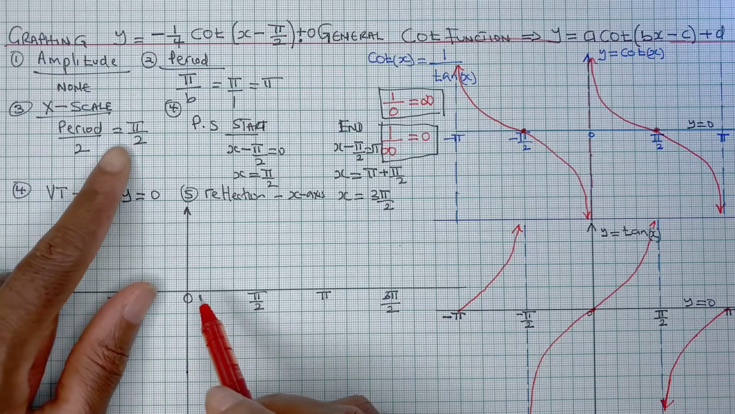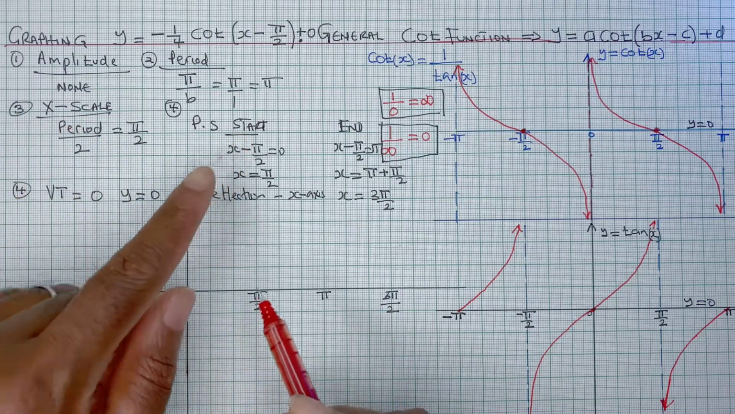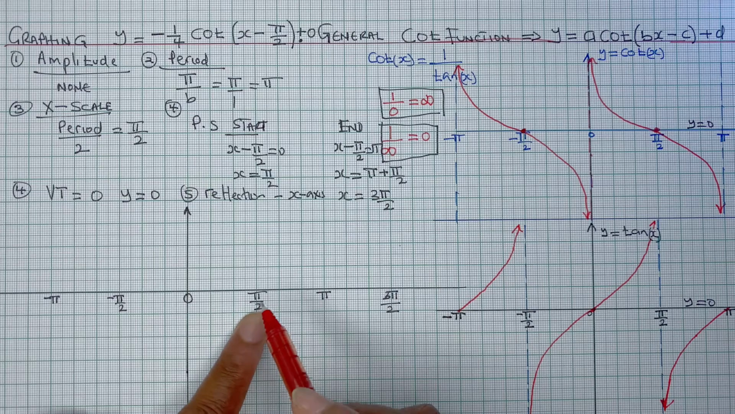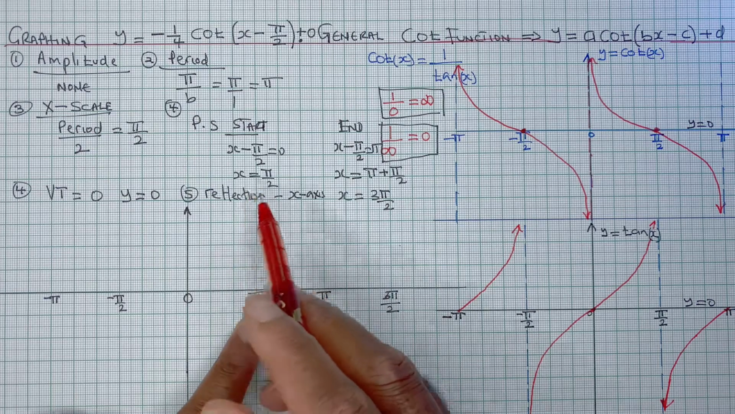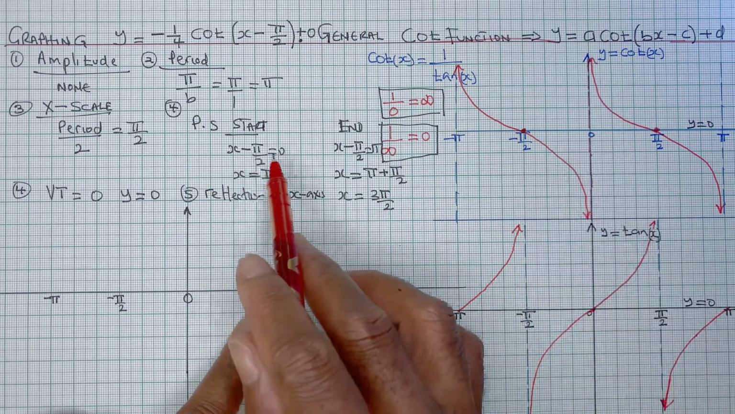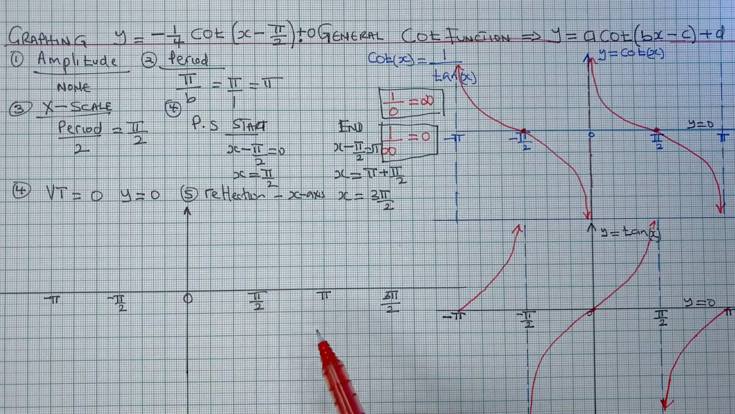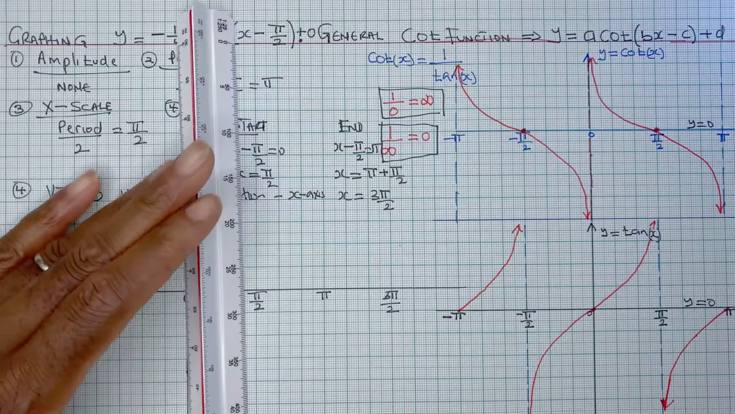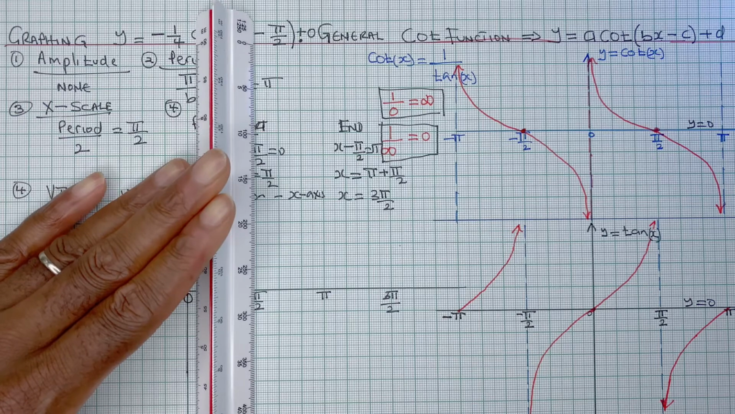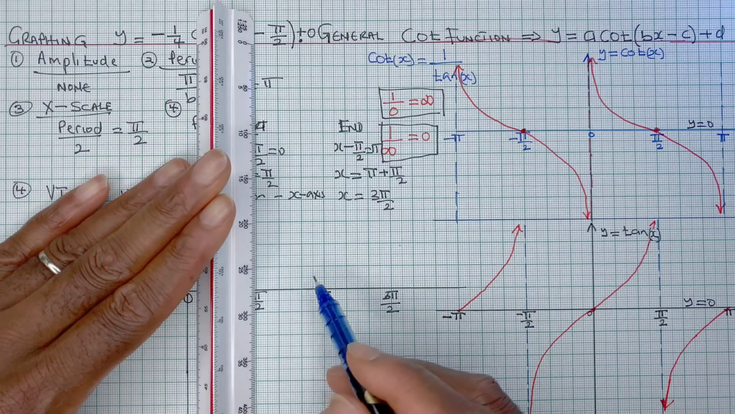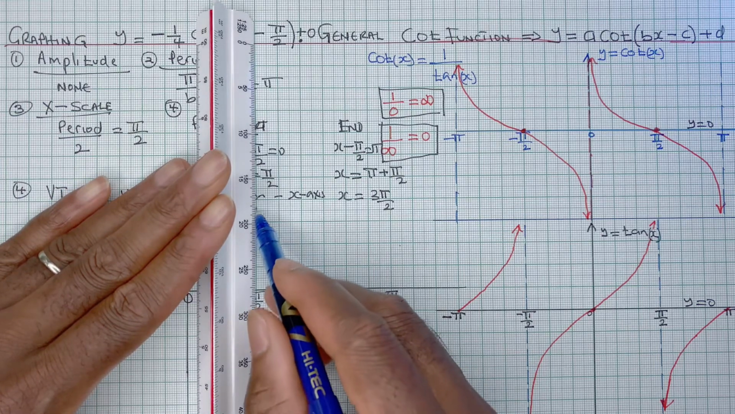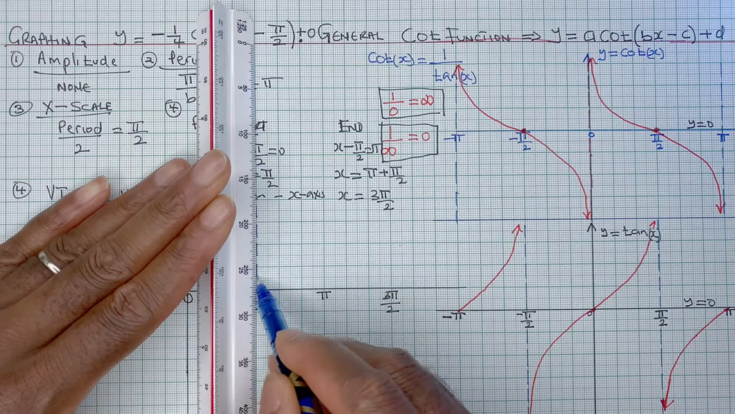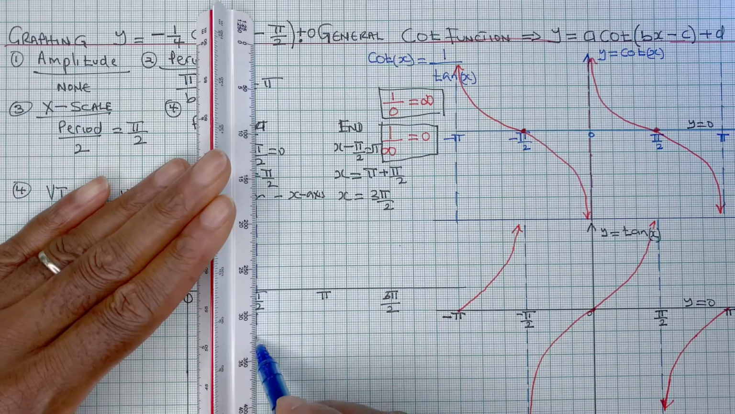The period, the start says it starts at pi over 2. That is the line of asymptote, right? Because that was the line of asymptote when we set it to 0. So the first line of asymptote is pi over 2. So that's what we're going to do. Put in a line, pi over 2 as the line of asymptote. That's the line the curve approaches but never crosses.